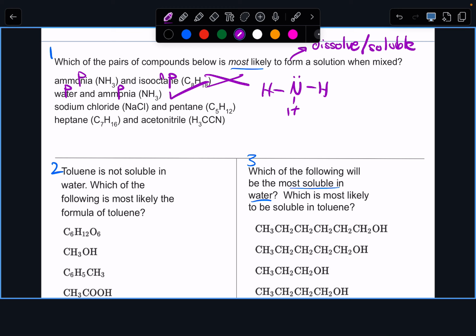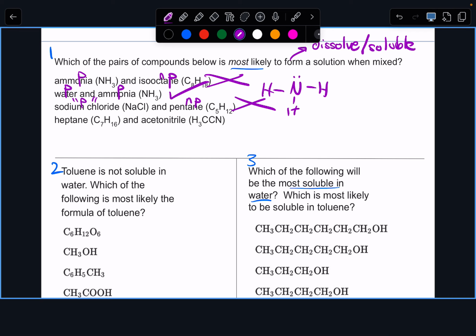Okay, sodium chloride, it's not technically polar. We're going to just say, quote, polar. It is more like something that's polar because it has charges, right? Something that's polar has partial charges. Sodium chloride would have full charges. And pentane, carbons and hydrogens. So this is non-polar. No way those guys are going to dissolve with each other.